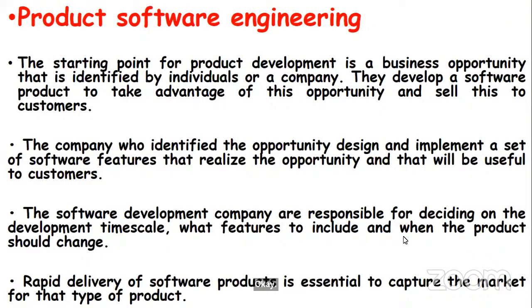So in product software engineering, the starting point for product development is a business opportunity that is identified by an individual or company. So you don't just develop software for the purpose of just developing it. No, there must be a reason or a problem that has been identified. In the business world, it is called an opportunity. In the research world, it is called a statement of problem, or what do we call it again?